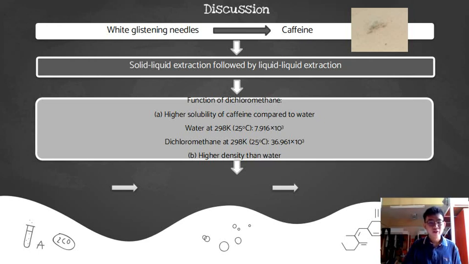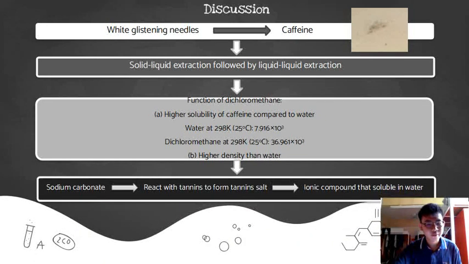Besides that, dichloromethane also has a higher density than water, hence it will form two distinct layers during the separation process and sink to the bottom of the separation funnel for easy separation.